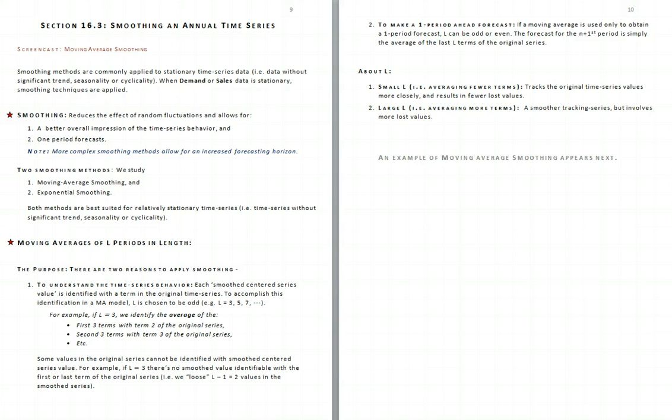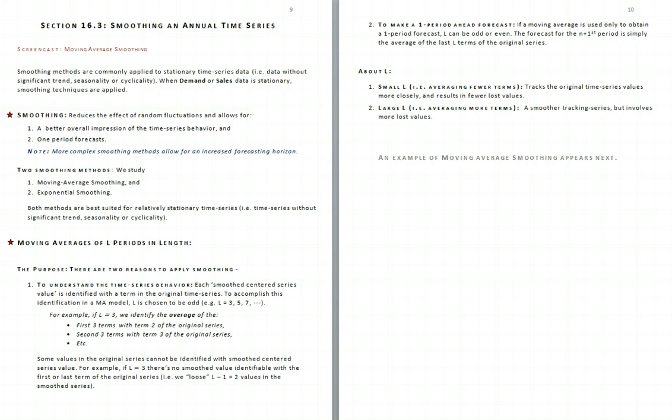Both time series smoothing methods can be used to generate two series. Both of these series are used for different purposes. The first, the centered smooth series, provides a better overall impression of the time series behavior by removing some of the random fluctuations in the actual series. The second, the forecasting series, provides a next period forecast value.